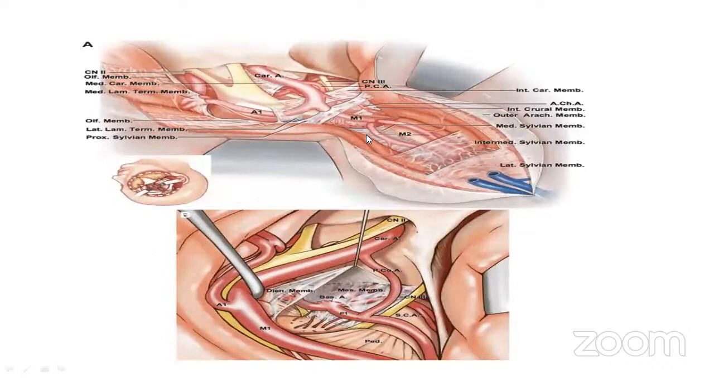So if we see here diagrammatically, this is the M1 segment. This is your carotid artery dividing into anterior cerebral and the middle cerebral. This initial segment of this MCA would be lying within the carotid cistern, and here the proximal Sylvian membrane would divide its course. Again, it is divided by the intermediate Sylvian membrane and the lateral Sylvian membrane into a few other segments which are anatomically related.